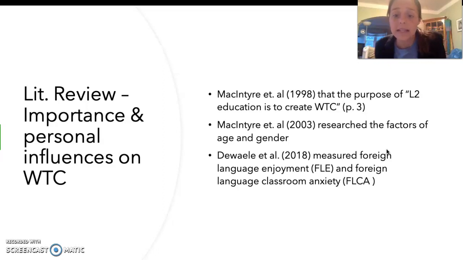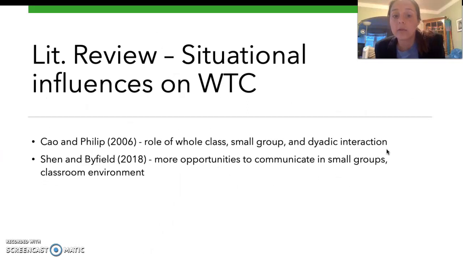And here we have Dewaele et al. in 2018, who measured foreign language enjoyment and language classroom anxiety, and found a significant difference on the effect of anxiety on low intermediate learners than on high intermediate and advanced learners. So let's take it to situational influences on willingness to communicate.